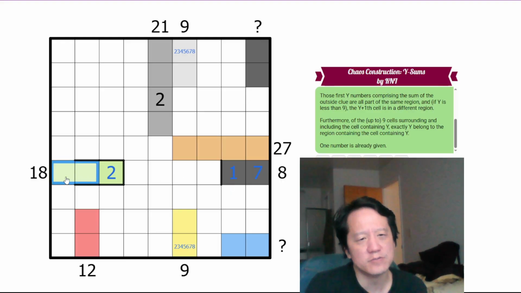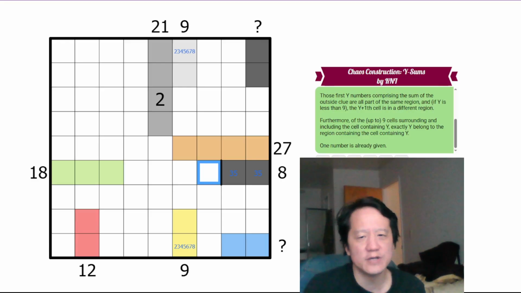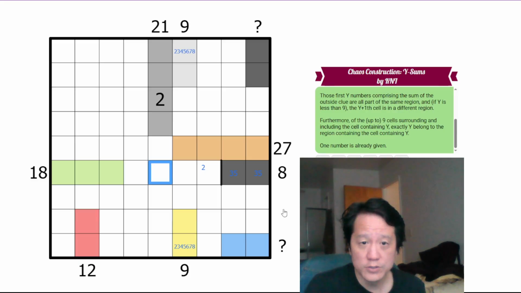And that doesn't work. To add up to 18 with 2, it has to be 7 and 9, but we already have a 7 in the row. Therefore, this has to be 3 or 5. This is 3, 5 as a pair. And then 2 has to be either here or here. It cannot be here, so therefore 2 has to be here, which means x is 3 and this is 5.